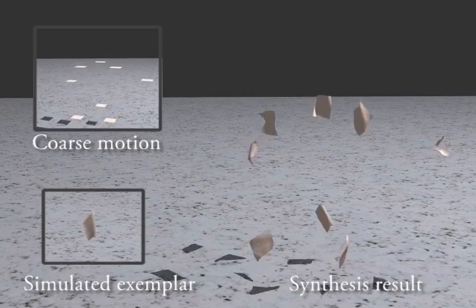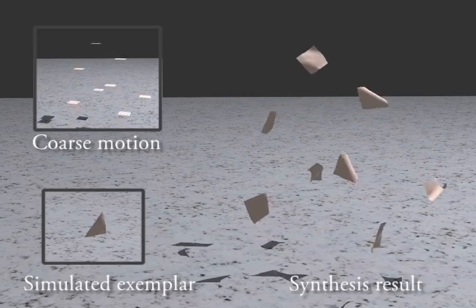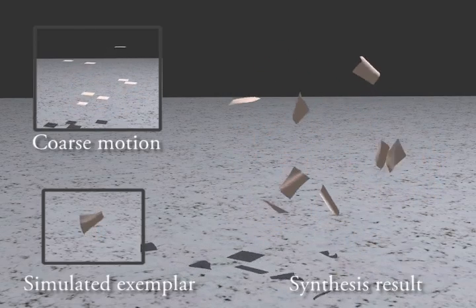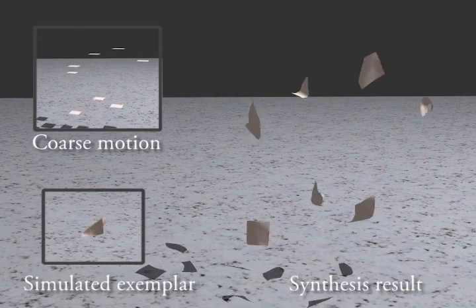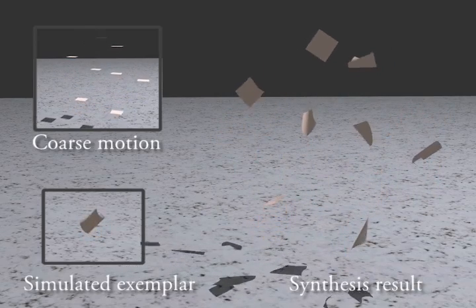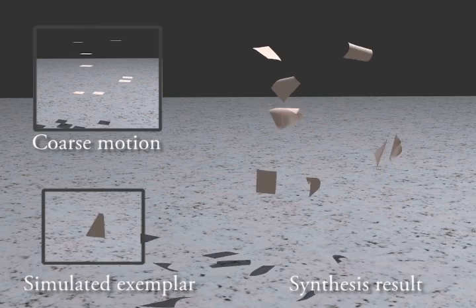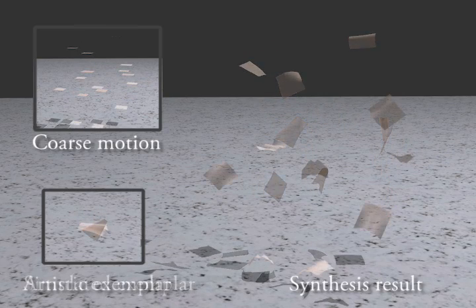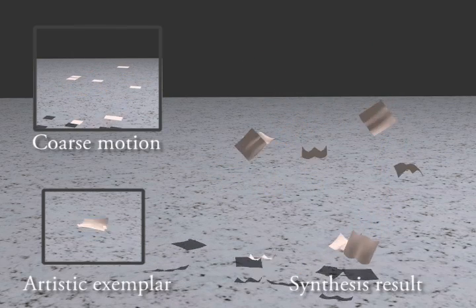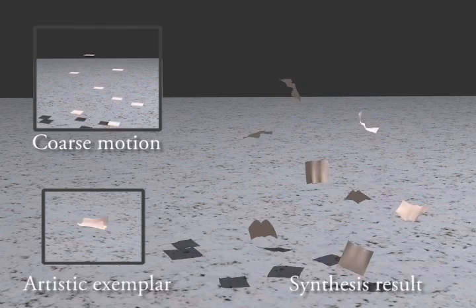Our method also works with 2D sheets. Here, we use different input exemplars to achieve different effects of paper scraps. The first input exemplar is obtained via physically based simulation for realistic deformation, while the second one is manually animated for artistic flapping motion.